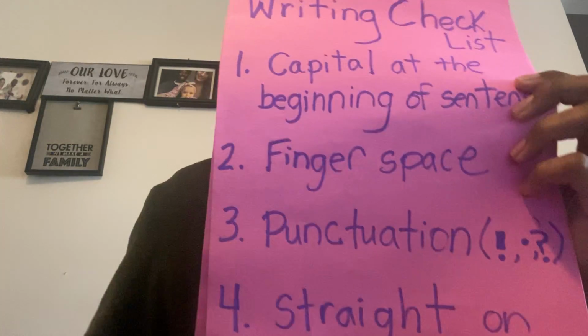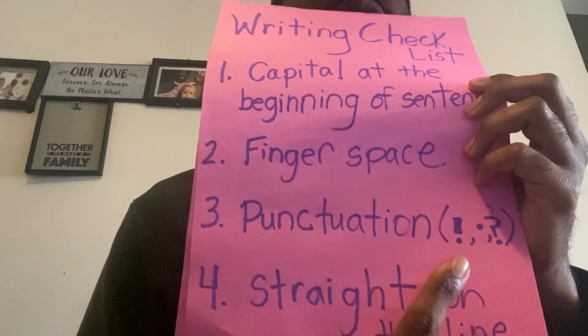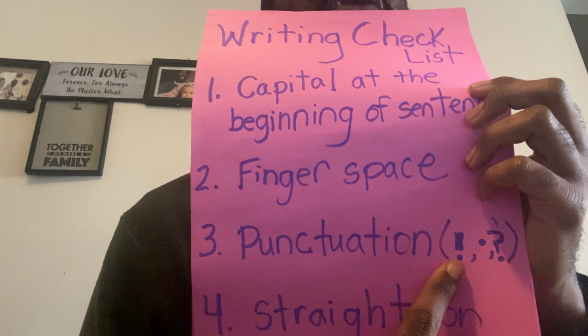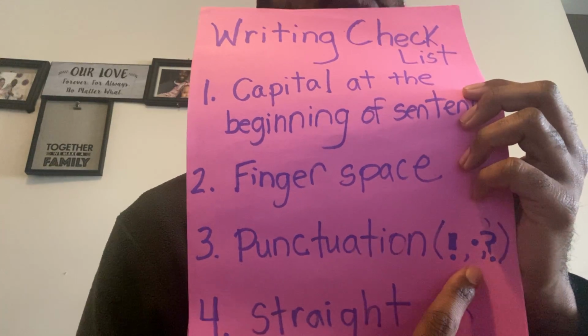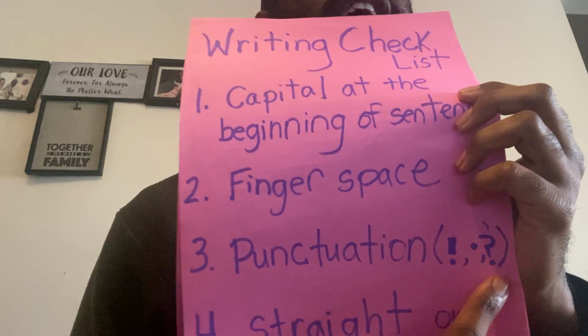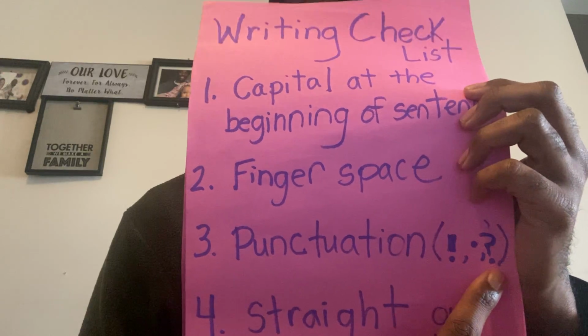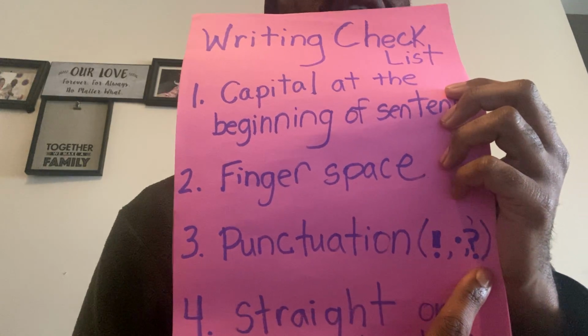Rule number 3, punctuation. At the end of the sentence, if you're yelling or showing excitement, use an exclamation point. If you're just telling somebody something, use a period. And if you're asking something or if you have a question, you need to use a question mark.